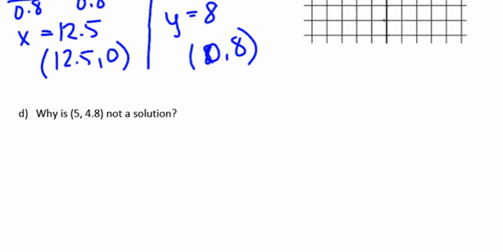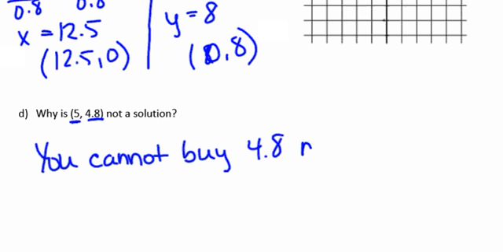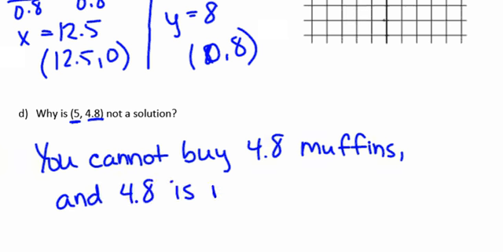And last part, D says, why is 5 and 4.8 not a solution? Well, keep in mind what we said our variables were. x is the number of apples, so I have 5 apples, and y was the number of muffins. 5 and 4.8 is not a solution because you cannot buy 4.8 muffins. And 4.8 is not a whole number, which we said our restriction was on our domain.